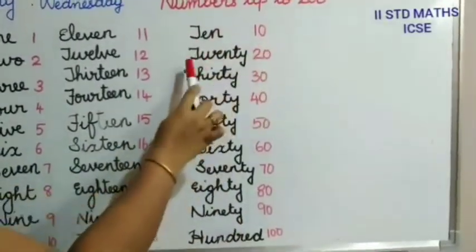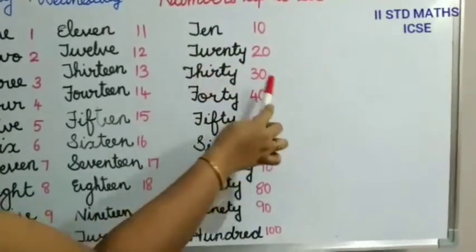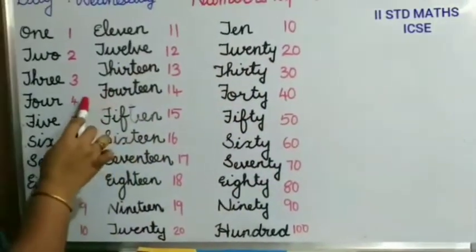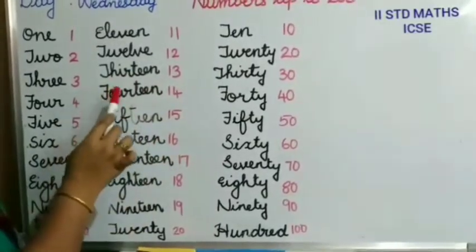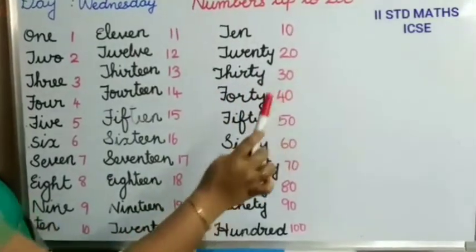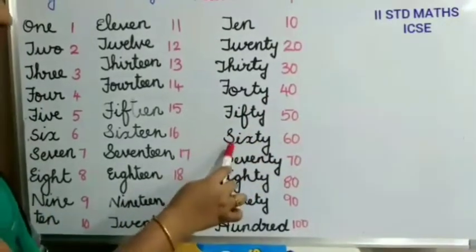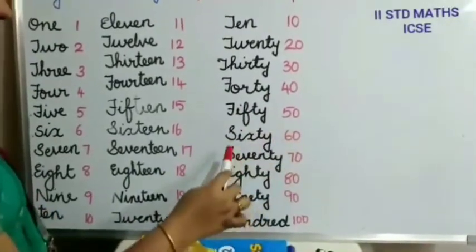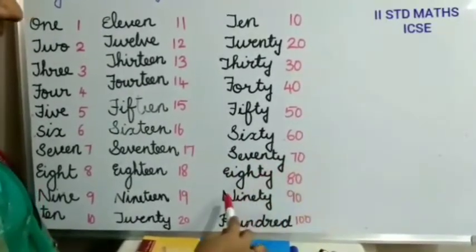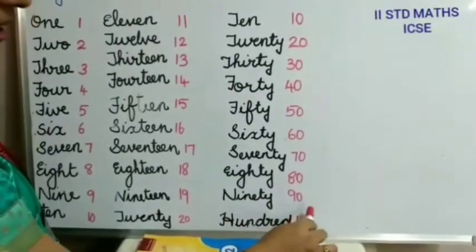Okay, now we are going to learn the numbers from 10 to 100. T-E-N, 10. T-W-E-N-T-Y, 20. T-H-I-R-T-Y, 30. F-O-R-T-Y, 40. Children, do you know the spelling of 14? F-O-U-R-T-E-N. What is the spelling of 40? F-O-R-T-Y. Okay. Then next one, 50. F-I-F-T-Y, 50. S-I-X-T-Y, 60. S-E-V-E-N-T-Y, 70. E-I-G-H-T-Y, 80. N-I-N-E-T-Y, 90. H-U-N-D-R-E-D, 100.